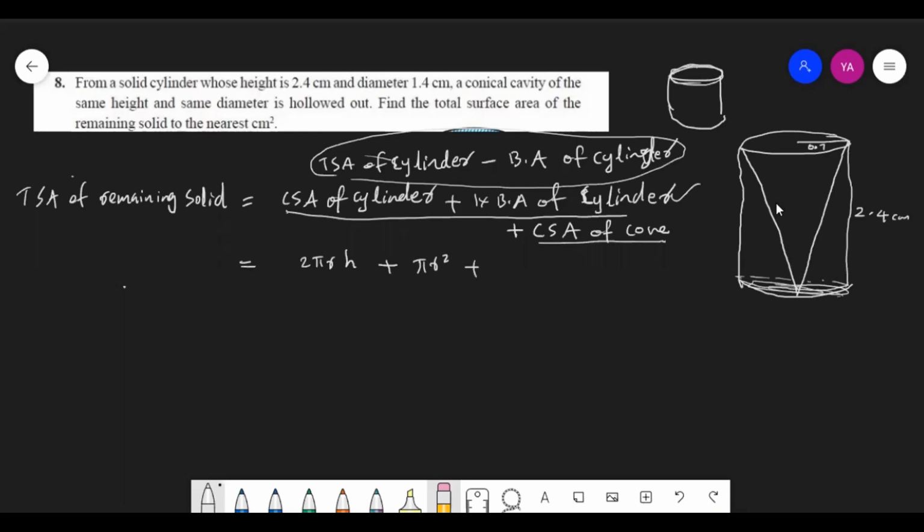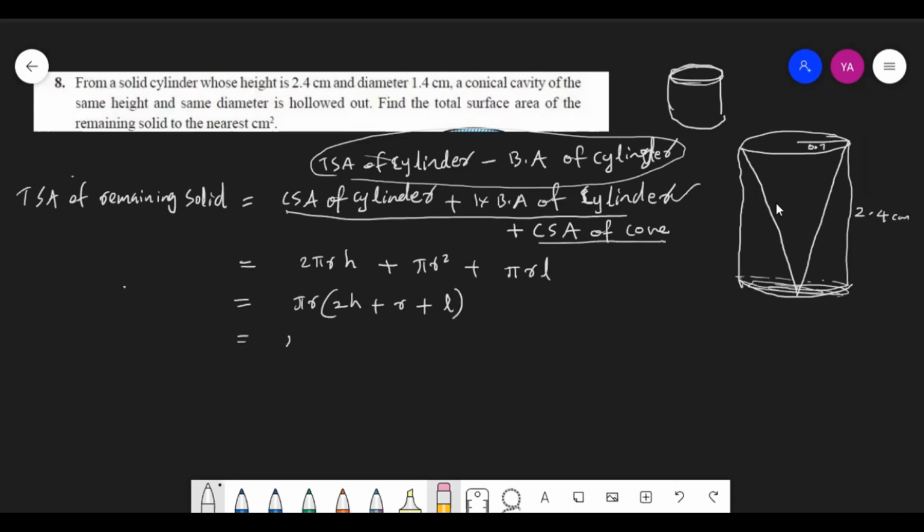Pi R. Then substitute the values, 2 pi into R. Pi R is common, so from here itself we can take it outside. So pi R taken outside, we get 2H plus R plus L. L will come inside the bracket.